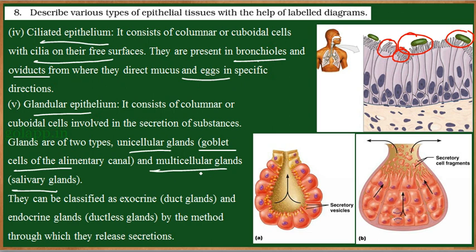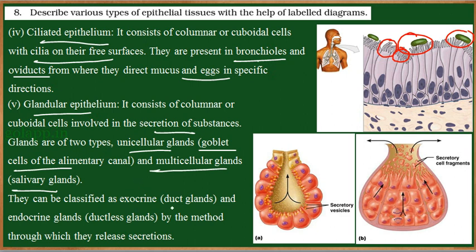Now, the cells over in this region help in secretion. That is, the secretion can be an enzyme or a hormone. So, these cells are modified epithelium cells involved in secretion. Such cells are called glandular epithelium. It can be either unicellular or multicellular. Now, further, based on the type of secretion they release and how they release it, the glandular epithelium are classified into two types.